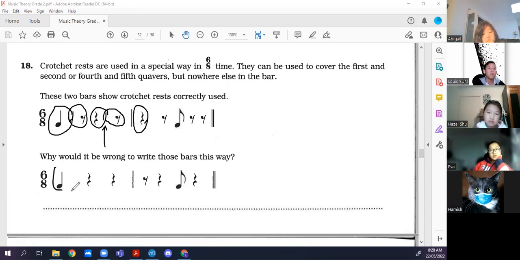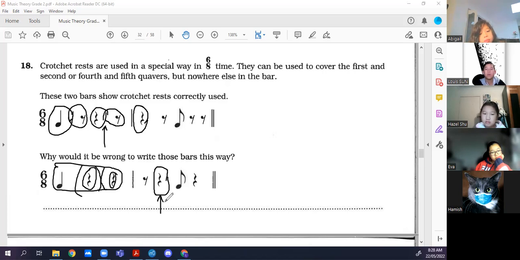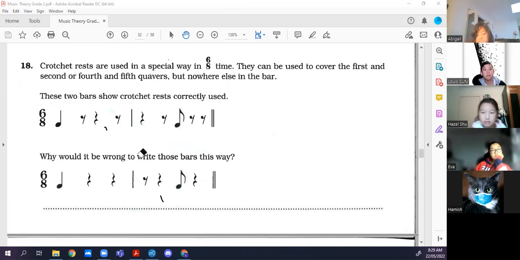Okay, and why would it be wrong to write your crotchet rest this way? Well, you always have to remember that in 6/8, you are grouping your notes in dotted crotchets. So 3 crotchets separate, that's not allowed because it's not following the grouping. And you can't put crotchet rests like this because that is covering the second and the third beat, which is not allowed because you're not allowed to group weak beats together. Okay, does that make sense?